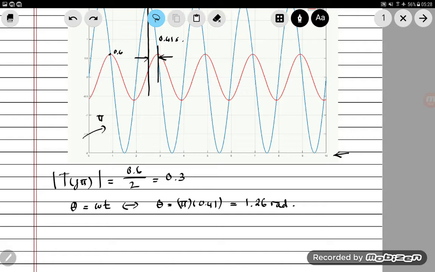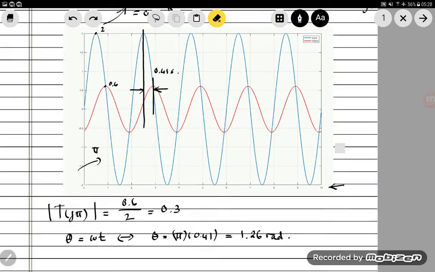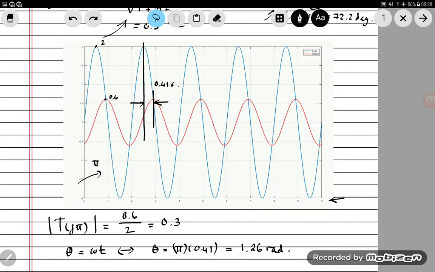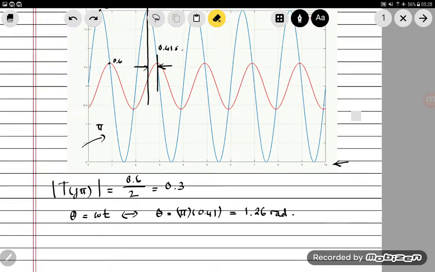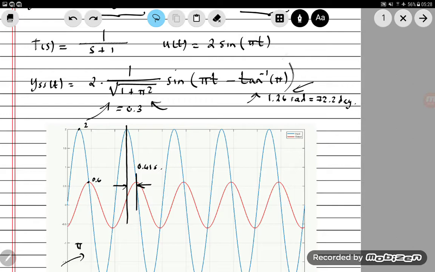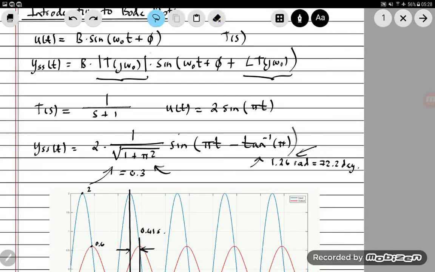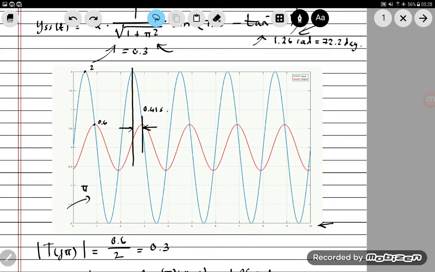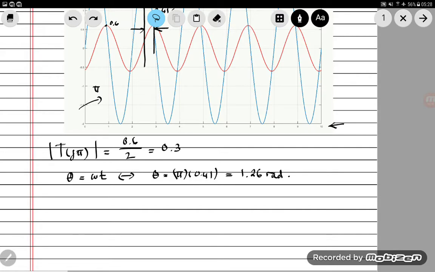Okay, so this was, of course, at a specific frequency of pi, and if we want to determine this amplification factor and the phase lead or lag at some other frequency than pi, then of course we will have to recalculate this magnitude of our frequency response transfer function at that specific frequency, and of course the same with this phase angle.